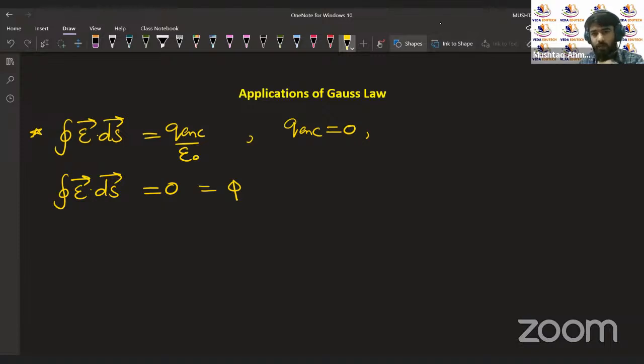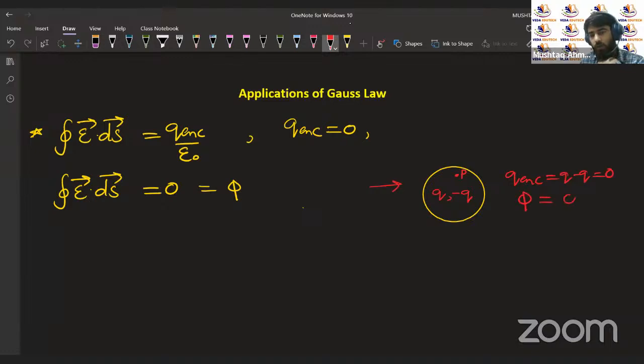Let me give a simple example for this. Let's suppose that we have this sphere, right? It's a closed surface, and I'm placing two charges, Q and minus Q, within this sphere, right? And let me suppose that I choose a point P here. This is the point P, and we know that for this sphere, the total charge enclosed is Q minus Q, that's 0, right? Or we can say the total flux through this sphere will be equal to 0, correct?